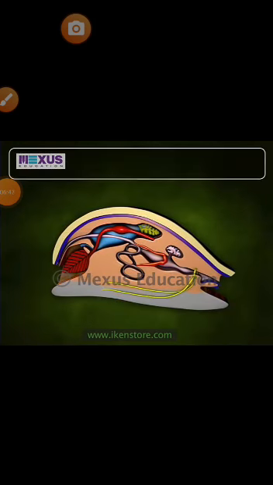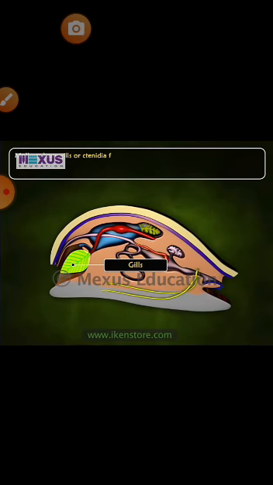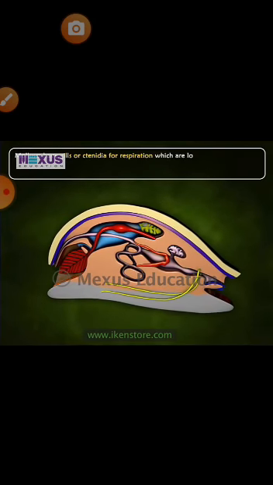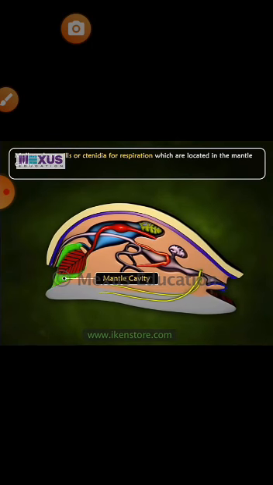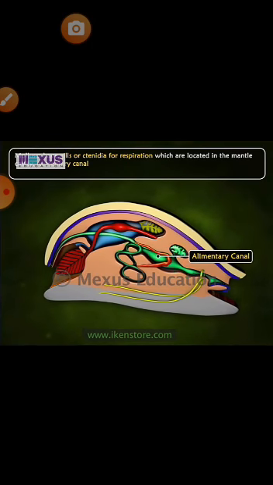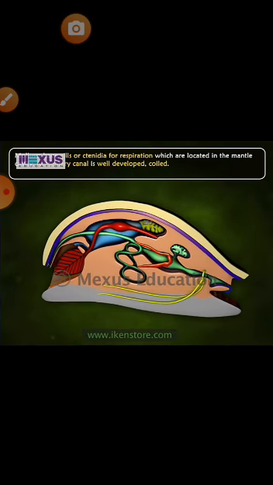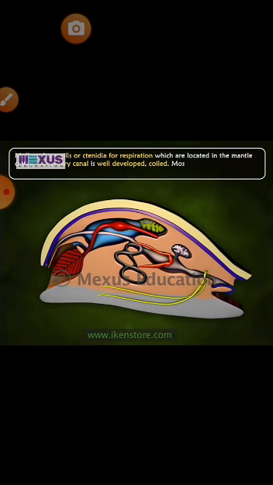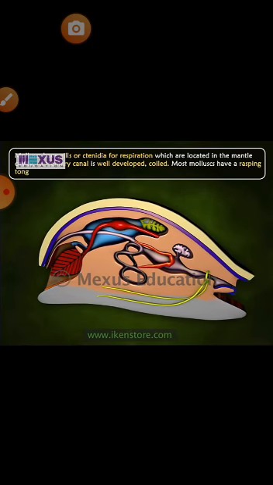Mollusks have gills or ctenidia for respiration, which are located in the mantle cavity. The alimentary canal is well developed and coiled. Most mollusks have a rasping tongue-like radula used for feeding.